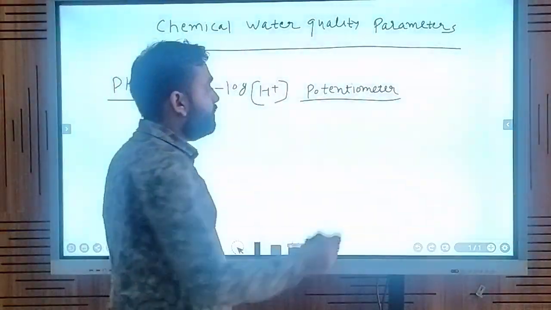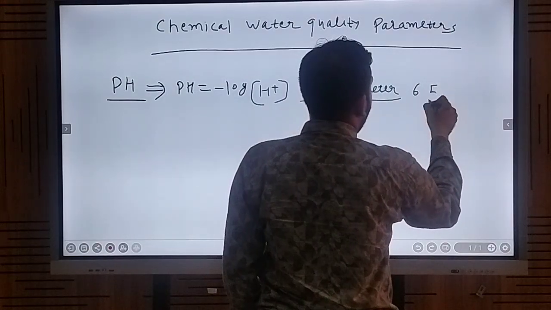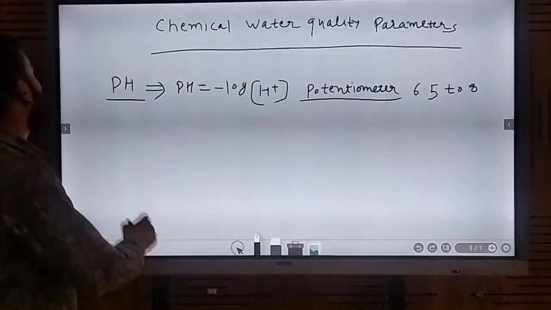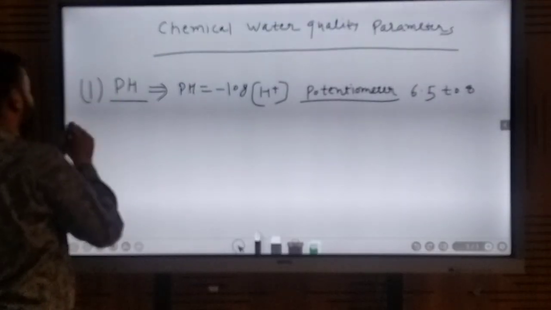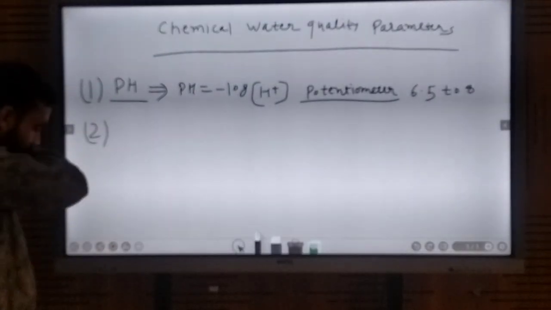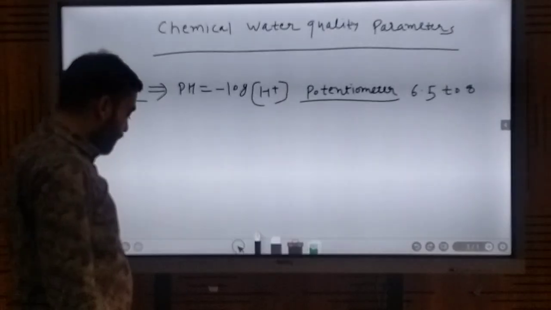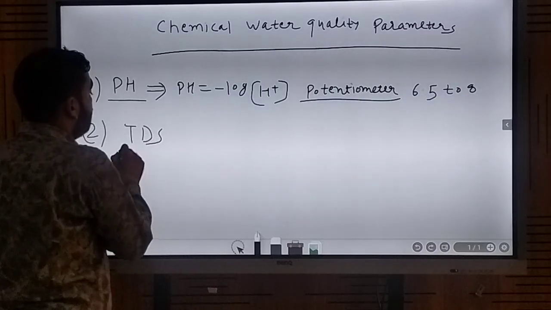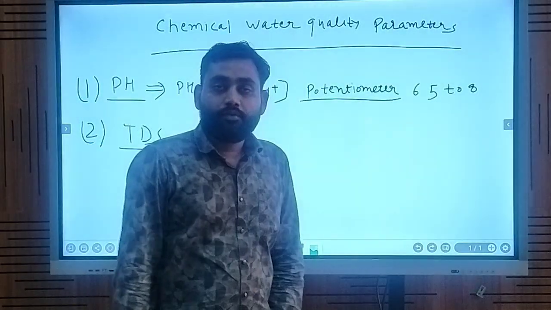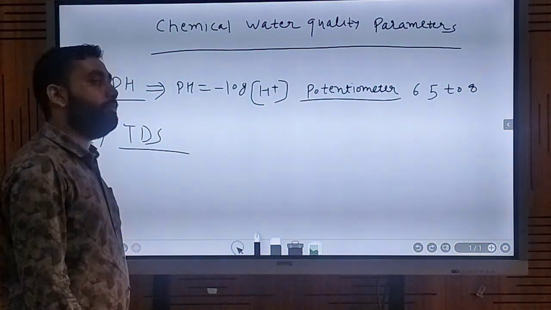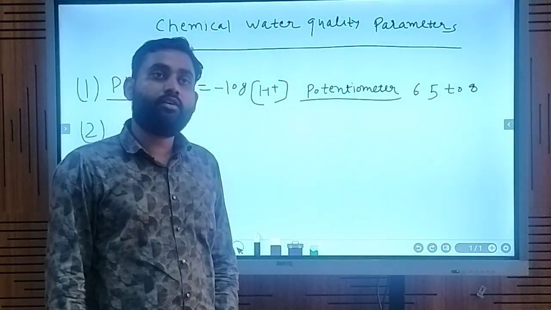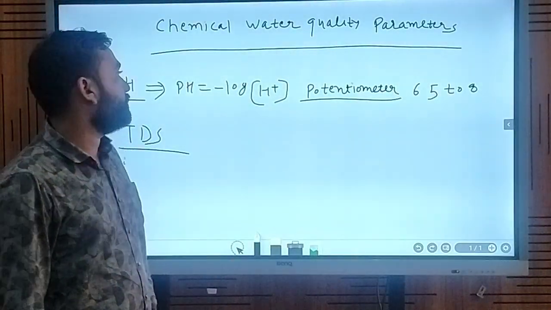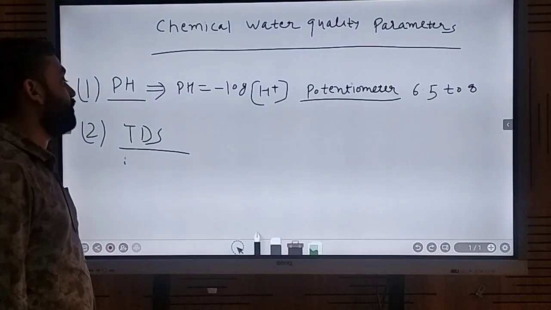Permissible limit of pH is 6.5 to 8. So the first chemical water quality parameter is pH. Next chemical water quality parameter is TDS. These are the solids. In physical water quality parameters, we also discussed suspended solids, but these are the dissolved solids which come under chemical water quality parameters.